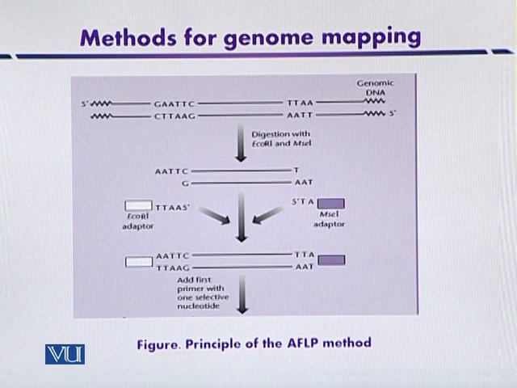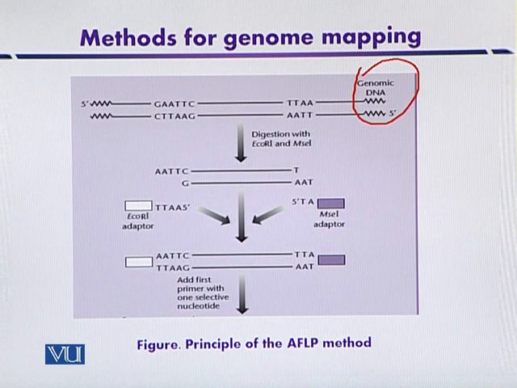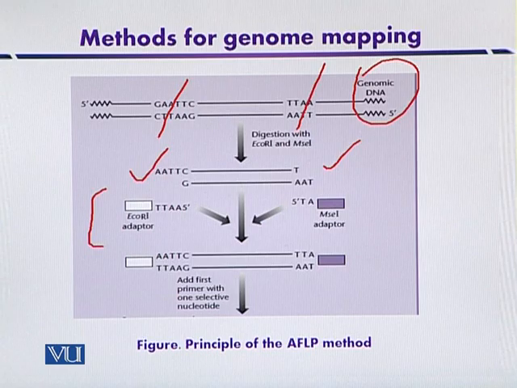For example, here we have a genomic DNA that we want to map, and here one site is for EcoRI and another site, which is 4 base pair long, is for another enzyme which is MseI. So a set of enzymes is used to digest the DNA molecules and then sticky ends are produced, and then they are ligated with EcoRI adapter here and MseI adapter so that now we can amplify these DNA fragments.